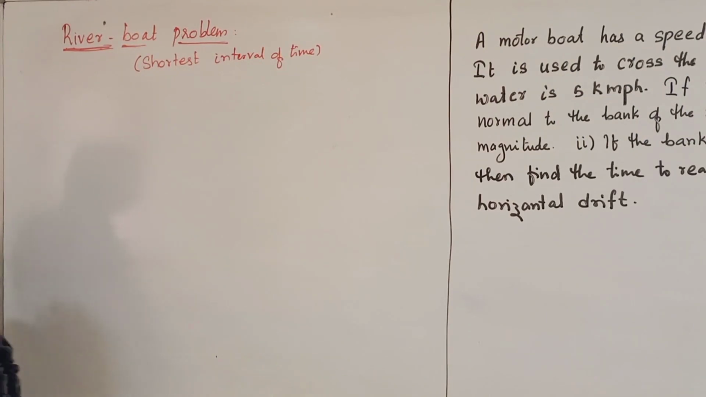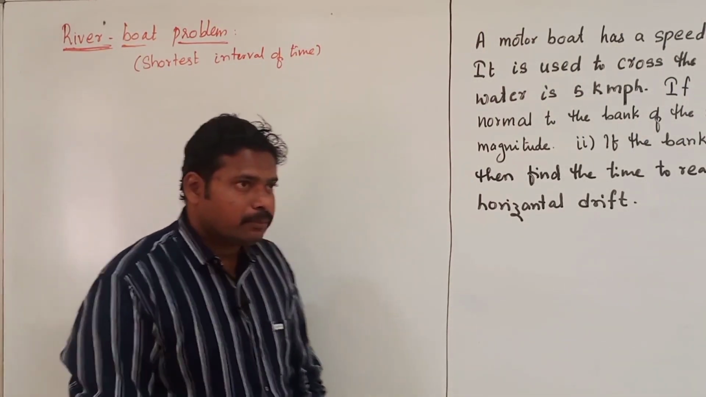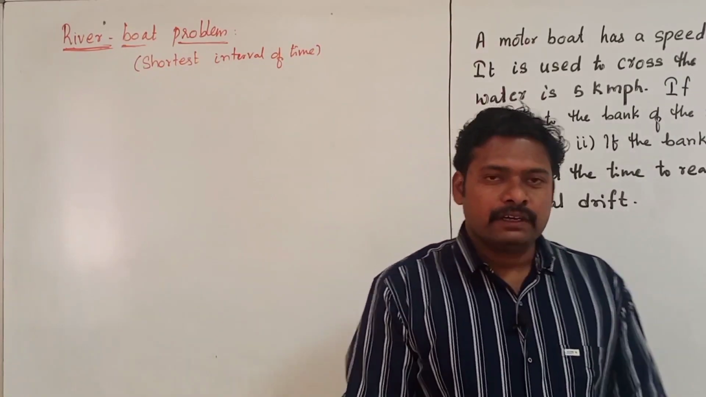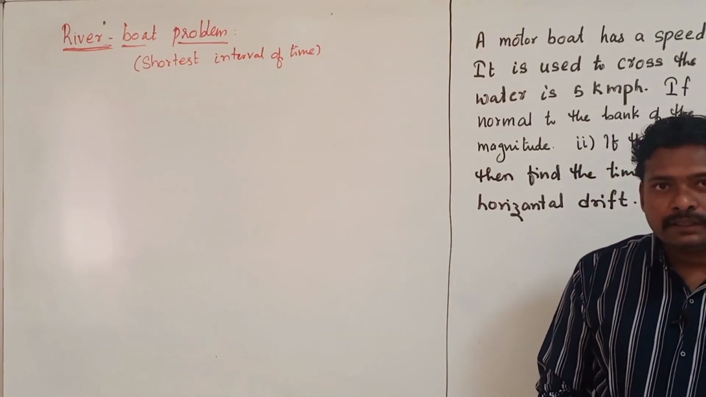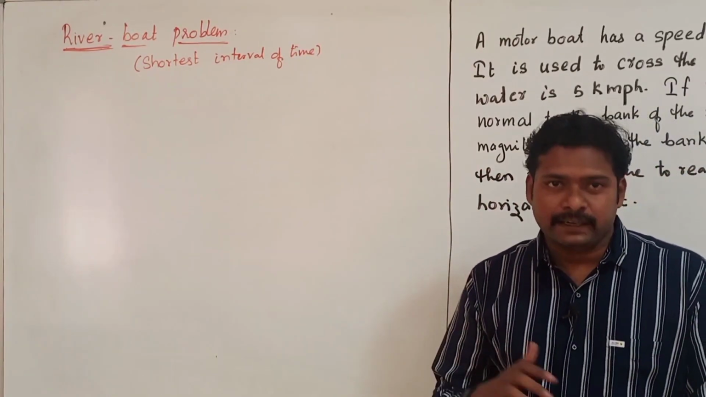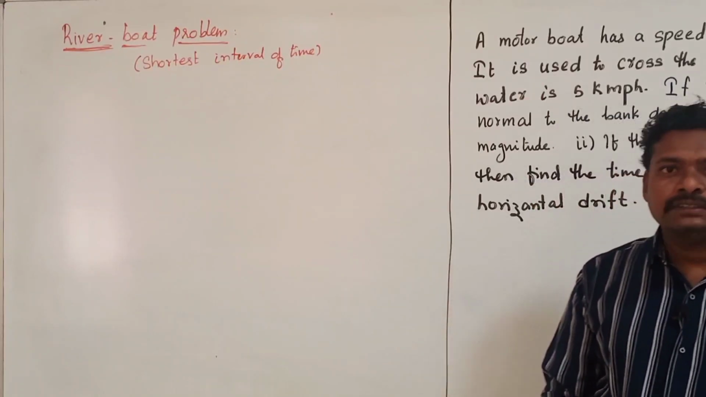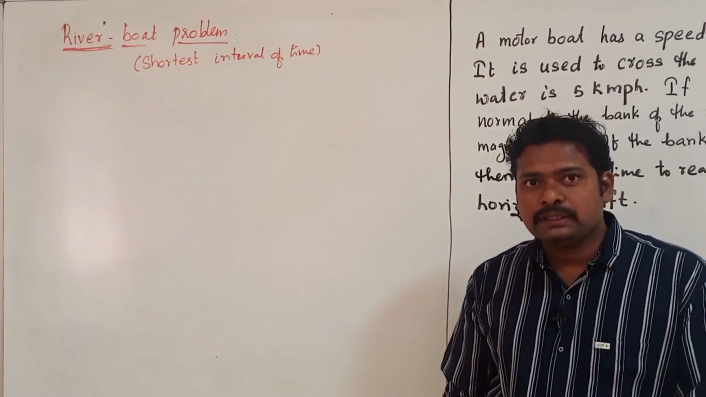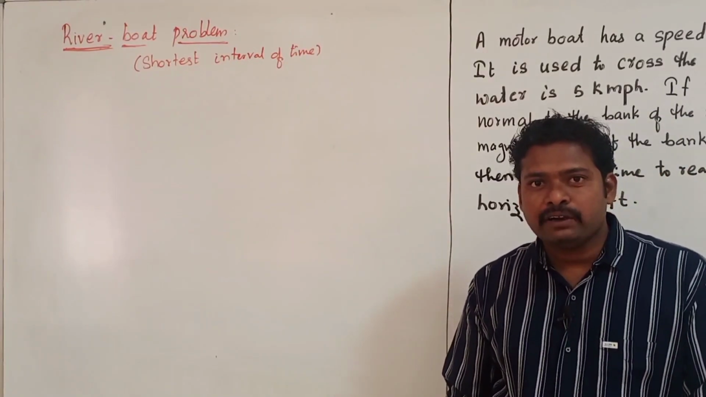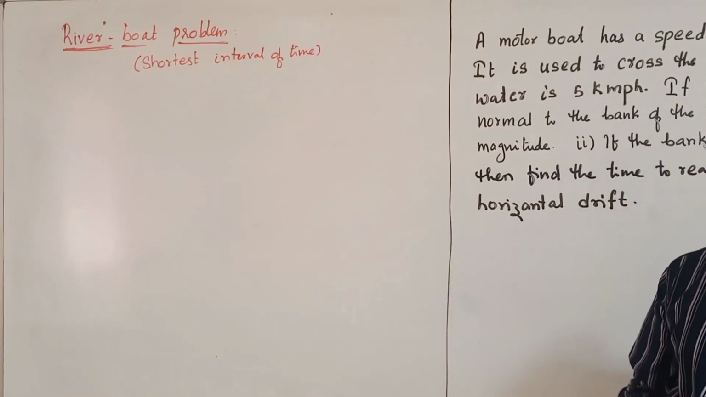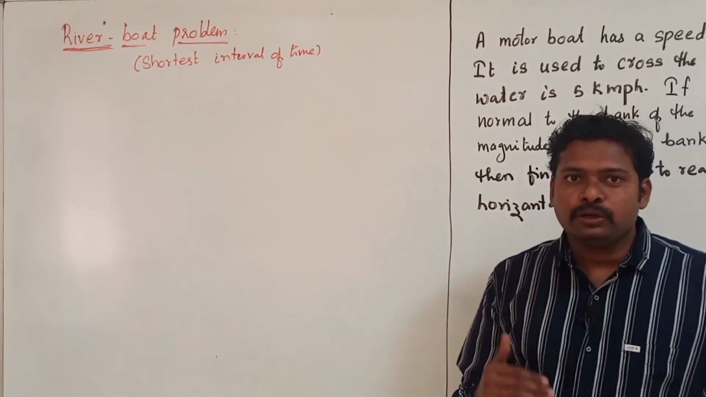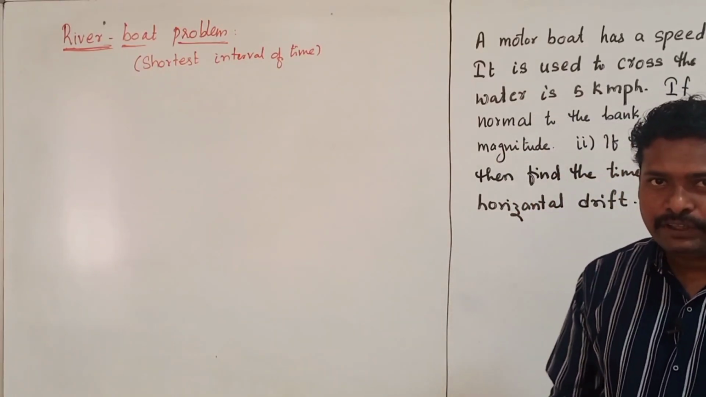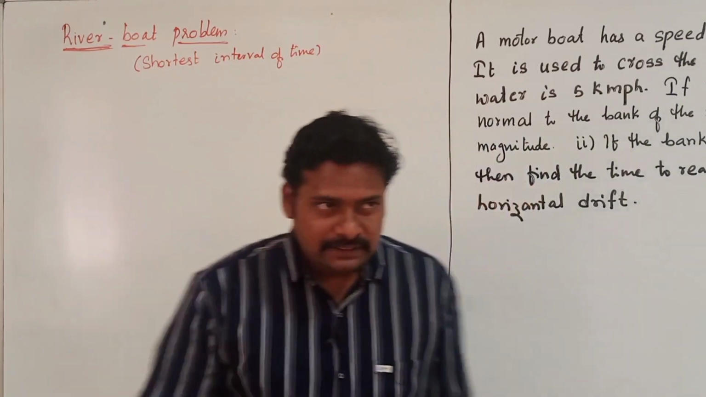Now a river boat problem. How does the boat reach from one bank to the opposite bank in the shortest interval of time, where the river water has a current, meaning the water has a certain velocity? Then how to find the resultant velocity of the boat in the flowing water, how to find the horizontal drift, and how to find the distance between one bank and the other bank, by giving the values of the velocity of the river as well as the velocity of the boat. Now how to analyze this?